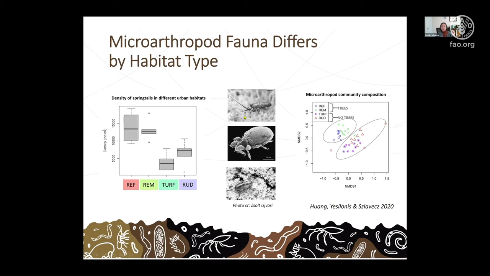communities, both in terms of abundance, there was a lot more in reference remnant than in the other habitats, and also in species composition. So the tree reference remnant forest has distinct communities from the more open habitat.